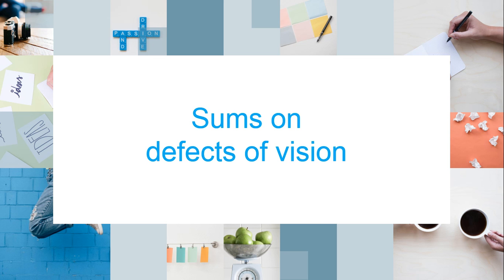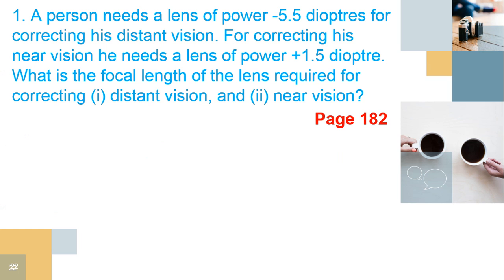Next we discuss sums on defects of vision. So first problem, a person needs a lens of power minus 5.5 diopters for correcting his distant vision. For correcting his near vision, he needs a lens of power plus 1.5 diopter. What is the focal length of the lens required for correcting distant vision and near vision?